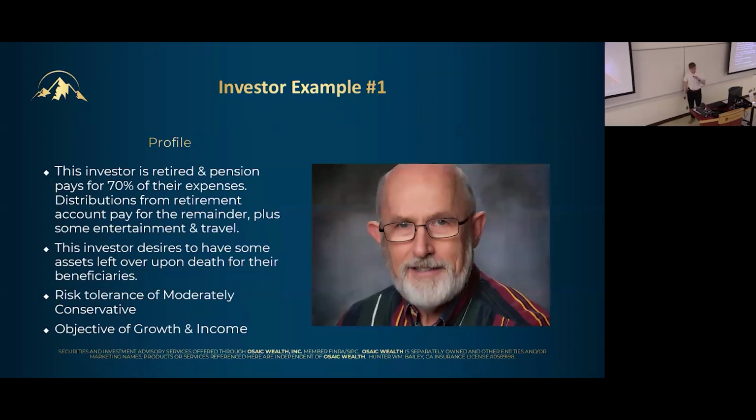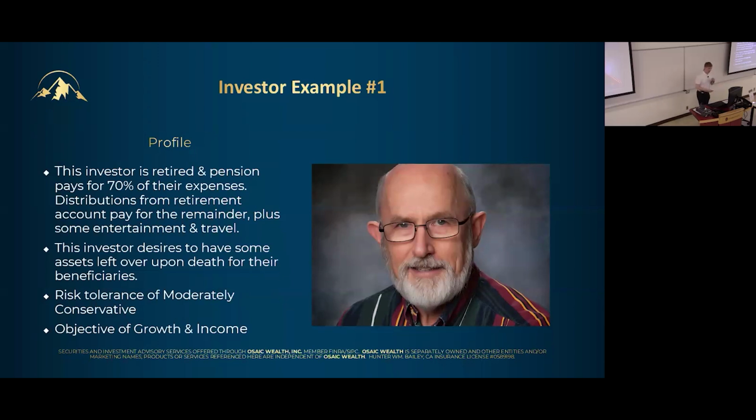So with this retirement account that's making up the remainder of the distributions, plus a little bit of extra spending, they desire to have some assets left over upon their passing for their beneficiaries. So we have a current income need, we're trying to generate a little bit of income, and we're also looking to have a little bit of growth for those beneficiaries later so he can leave a legacy for his family.